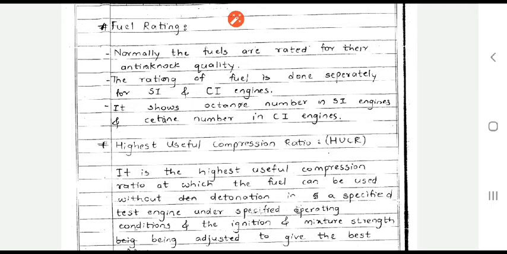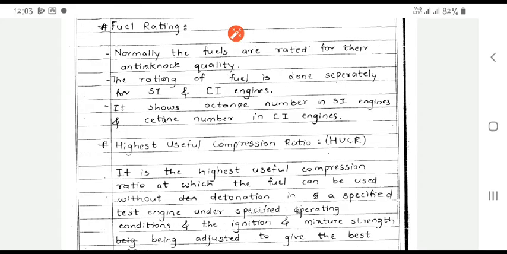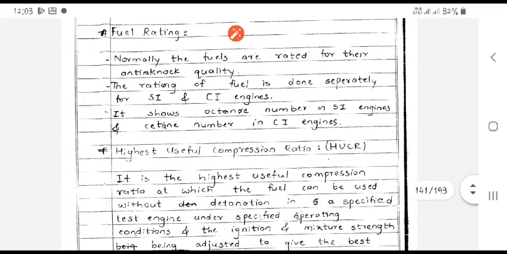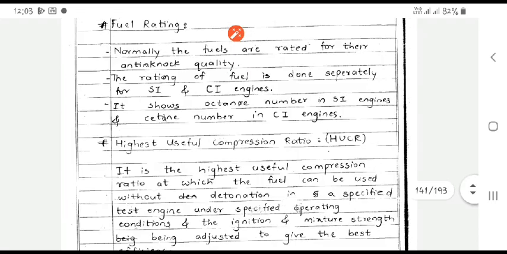Generally, petrol is rated with the help of the octane number of the fuel, and diesel is rated with the help of the cetane number of the diesel. Now what is the meaning of octane number and cetane number? These two are the rating criteria for petrol and diesel respectively. Normally the fuels are rated for their anti-knock quality. The rating of fuel is done separately for SI and CI engines. It shows the octane number in SI engines and cetane number in CI engines.